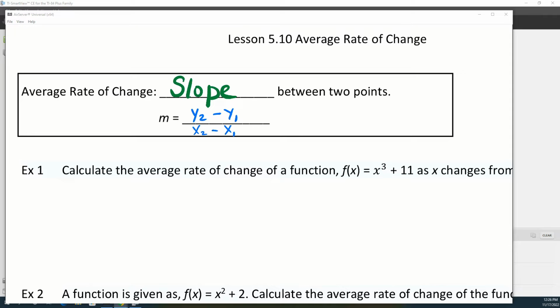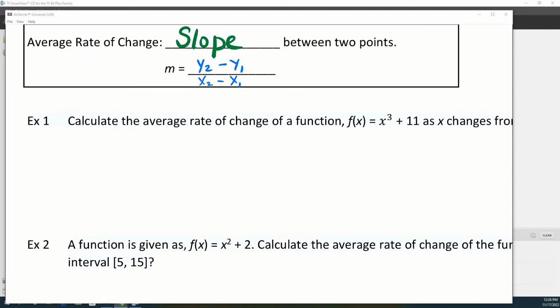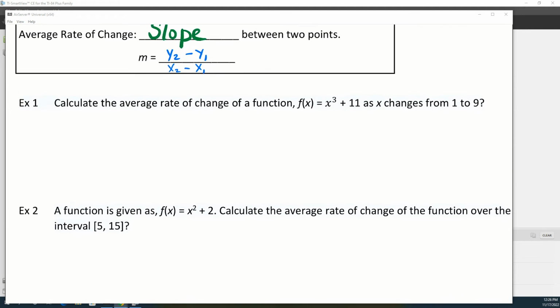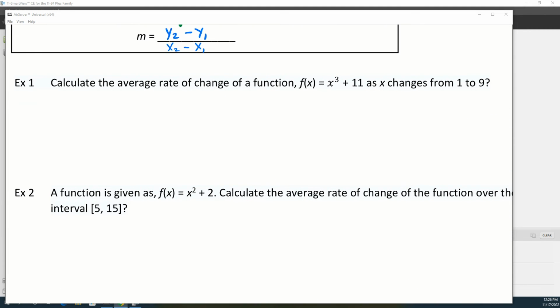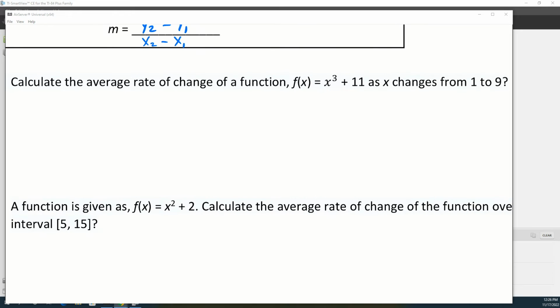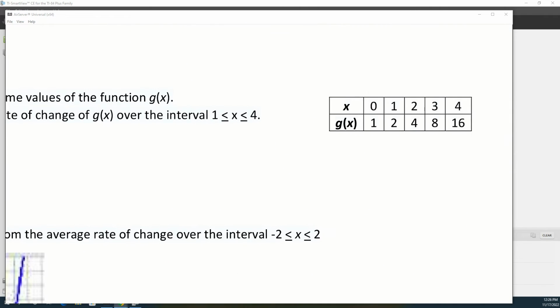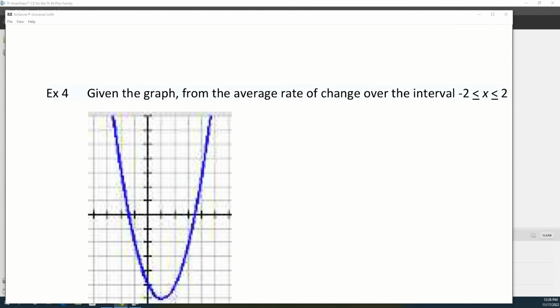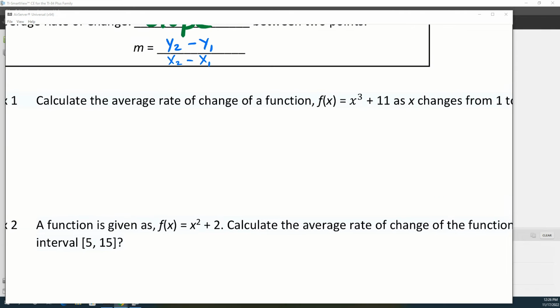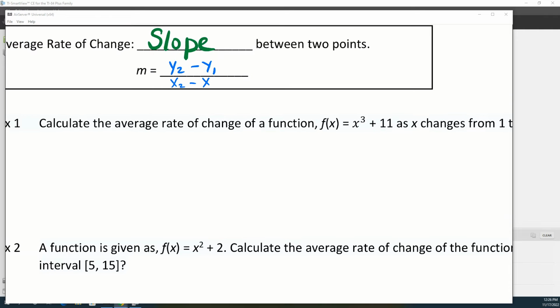But what I need you guys to remember is you subtract the y's on the top, you subtract the x's on the bottom. So what we're going to have on finding the average rate of change is you're going to have a function. It's either going to be this form where it's an algebraic form, or it's going to be a table, which is the easiest one to do, or it's going to be a graph. All right. And so what we're going to do is find the 2 points and then subtract the y's on the top and the x's on the bottom.